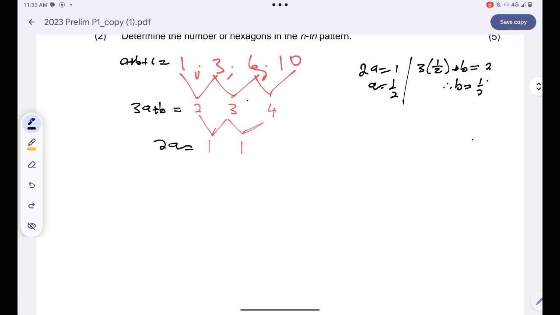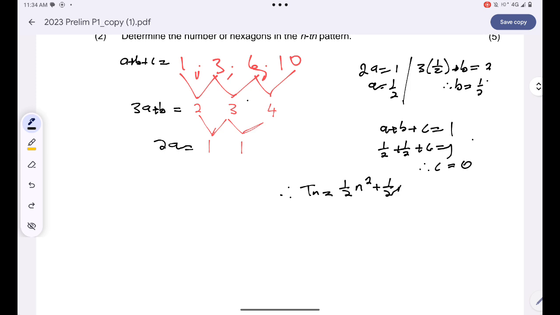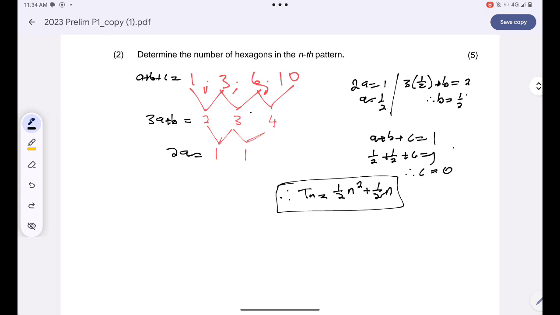Now I want to calculate the value of c. Remember that a plus b plus c is just equal to the first term of the sequence. a is equal to a half, b is also equal to a half, and then c. I'll end up finding that c is just equal to 0. So therefore the nth term is basically 1 over 2 n squared plus 1 over 2 n. This is the general term of my sequence.